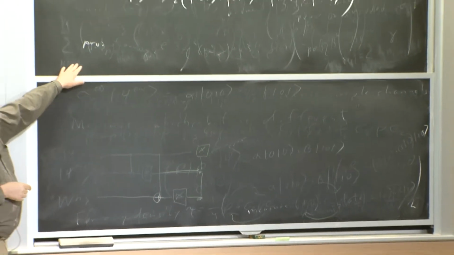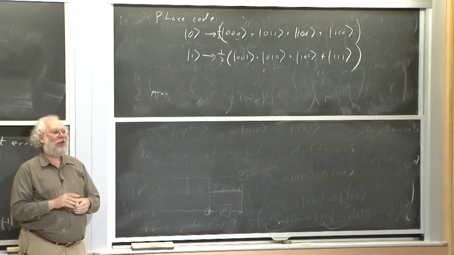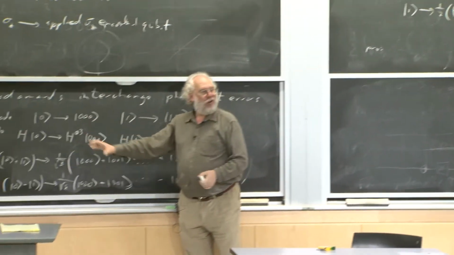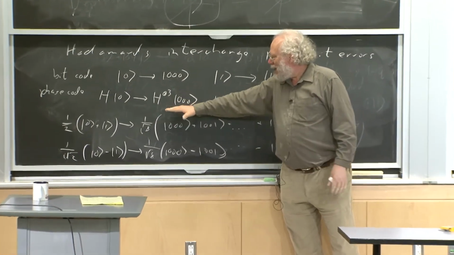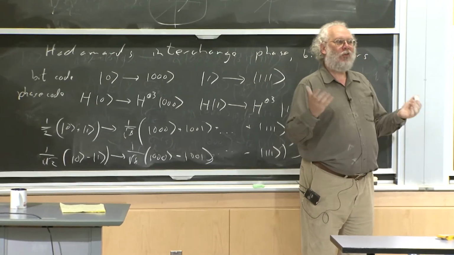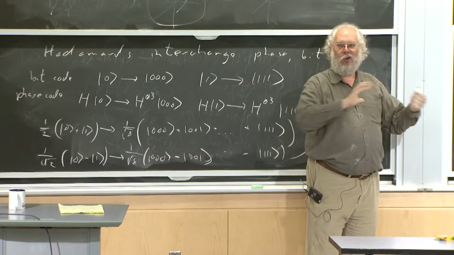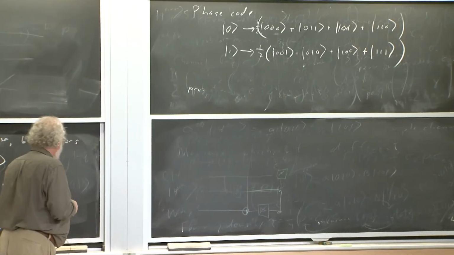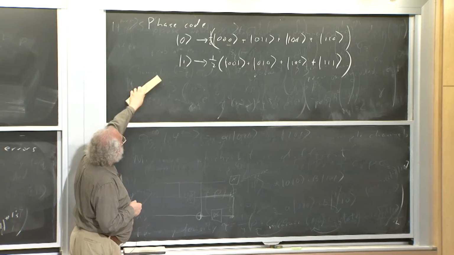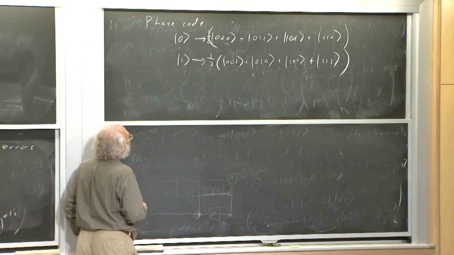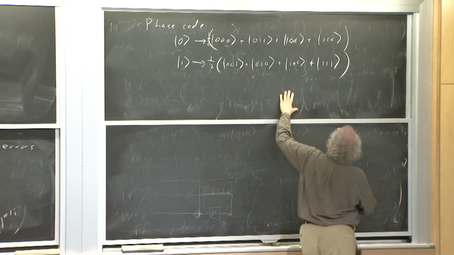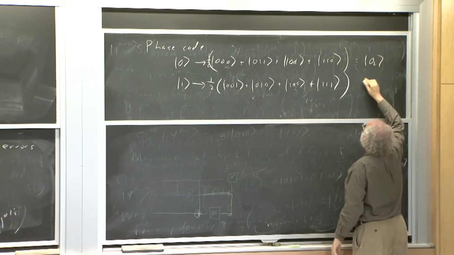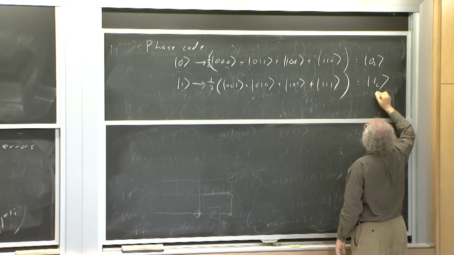So you can correct this, and actually it should be obvious that you can correct this because all we did was put a Hadamard in front of everything. So just take your old correction circuit and add a whole bunch of Hadamards, and you get the new correction circuit for the phase code. But I want to explain it a different way. So let's call this a logical 0, and this a logical 1.